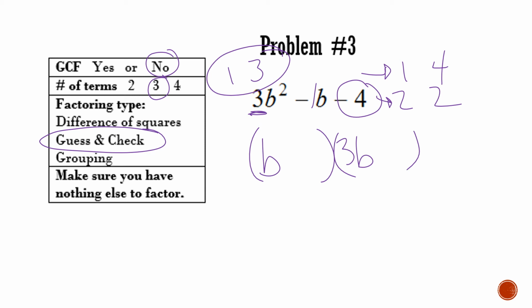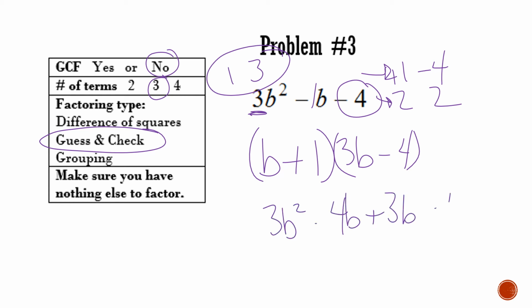So I know that I'm going to want a negative 4 since there is a negative here in the middle and a positive 1. And I do not want the 4 to be multiplied by the 3, so that means it has to go with the 3. So minus 4 and positive 1. And again, if I distribute that, I get 3b squared minus 4b plus 3b minus 4. And that middle does combine to negative b.